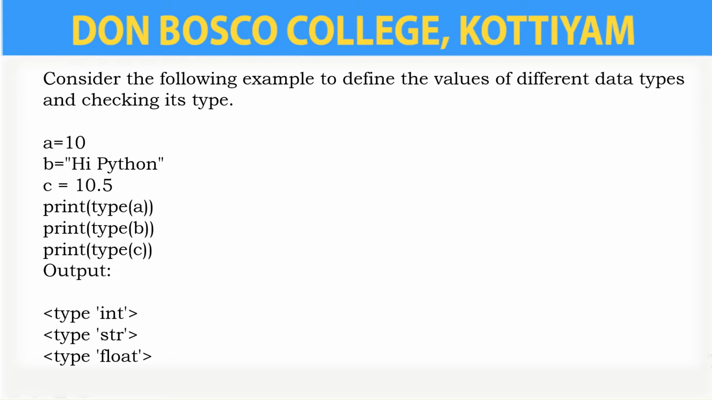Then c is float, so it will be displaying as float. This is a sample code to demonstrate the function type of, and here we can see the output also.